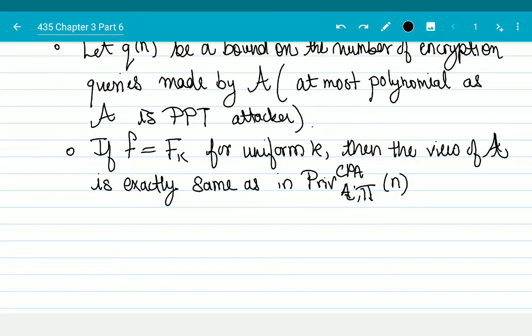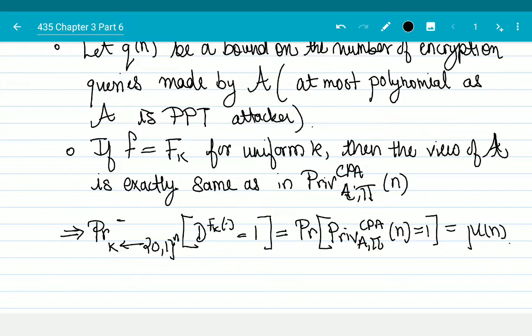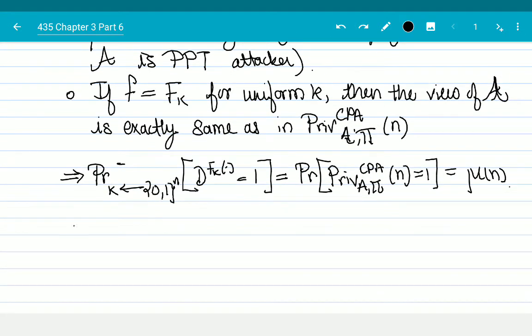And so the chance of success, since I am saying that whenever this experiment succeeds, is going to be the probability that for k from {0,1}^n, D^Fk is equal to 1, the same as the probability of the experiment succeeding under CPA and is equal to 1, which we said is mu n. Okay.